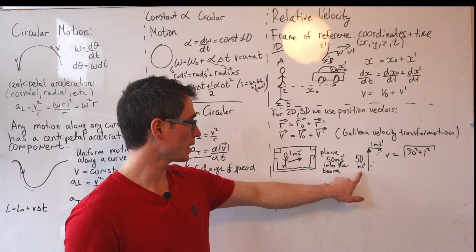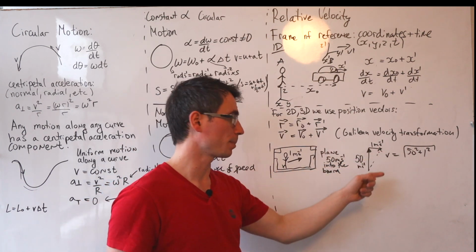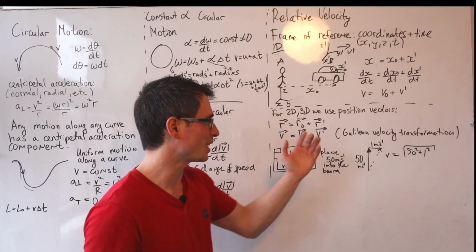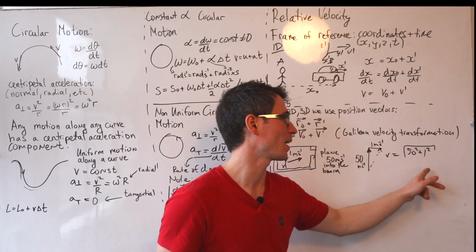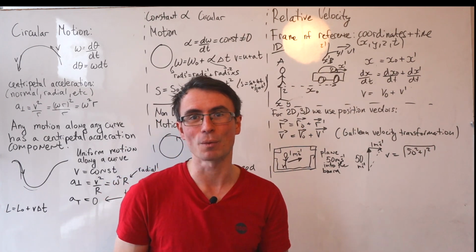Well, if this thing is moving at 50 meters per second and the person is walking perpendicular to it, then the absolute speed will just be the vector sum of the above. The magnitude of this will be the square root of 50 squared plus 1 squared. Then we can work out the direction if we wanted to.